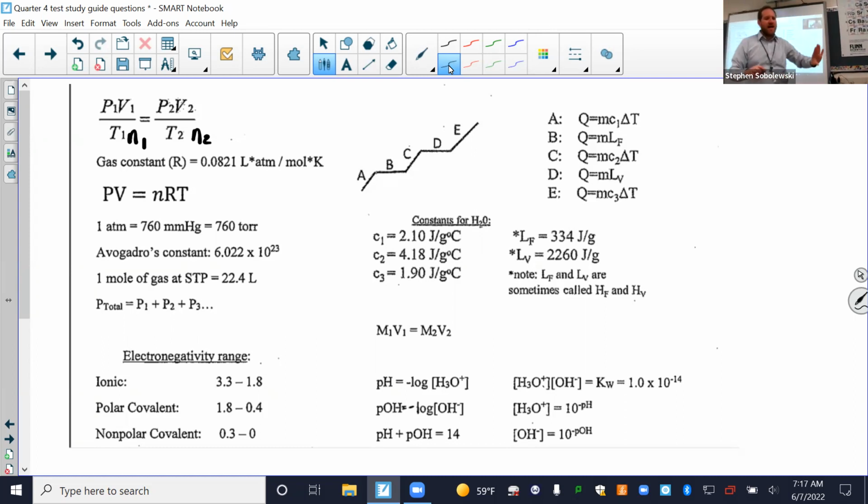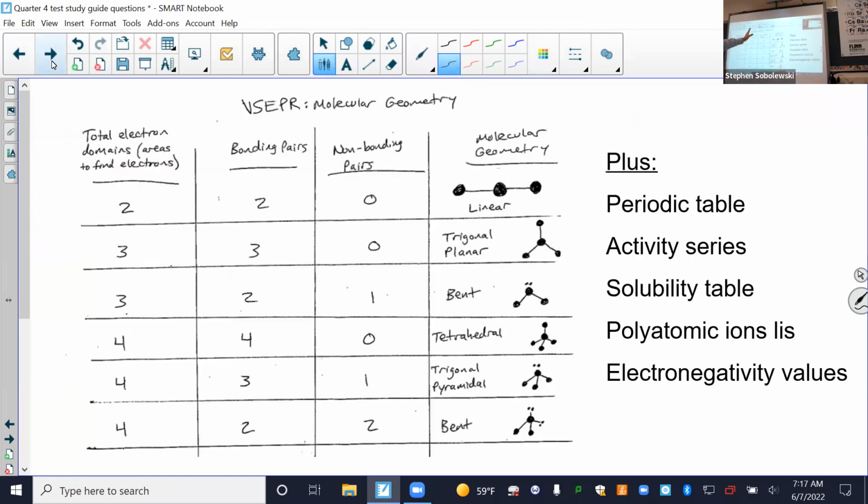Everything you see to the right of that, all of those heat constants and heat formulas, don't worry about that. Not going to be on there. We have our electronegativity ranges, which lead you to bond types. In the bottom right, we have pH formulas. And here we have the VSEPR chart showing the different molecular geometries you could see.